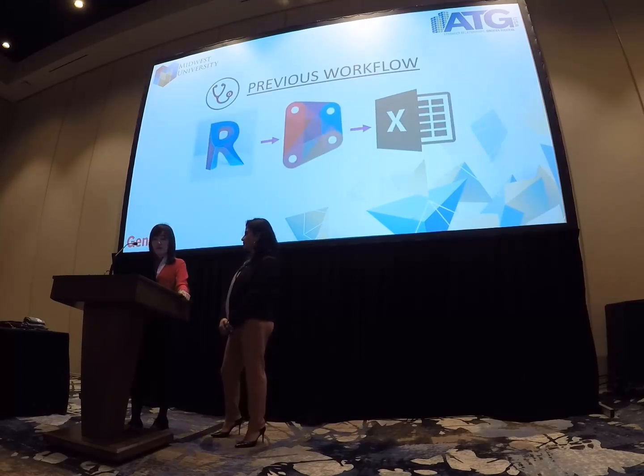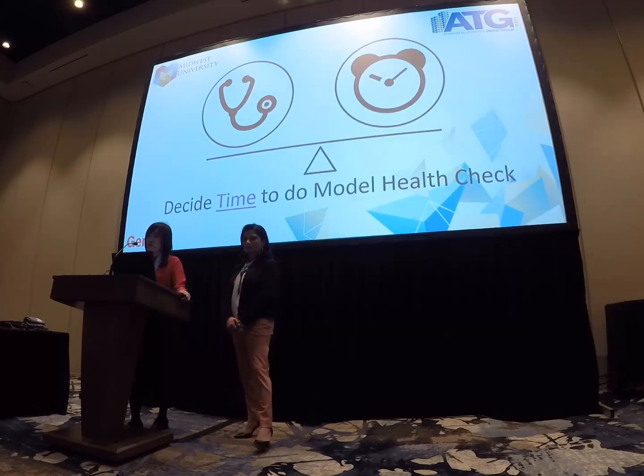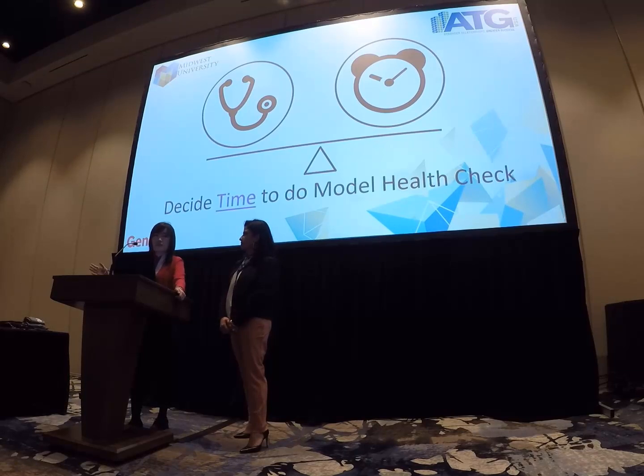So this is our previous workflow for the model health check. We have a Revit file, and we have a Dynamo script, and we exported the Dynamo script result to Excel. We also decide on a time to do the model health check, at each phase of design: before conceptual design, at the end of conceptual design, and at schematic, DD, and construction documents. At each design phase, we will do that.